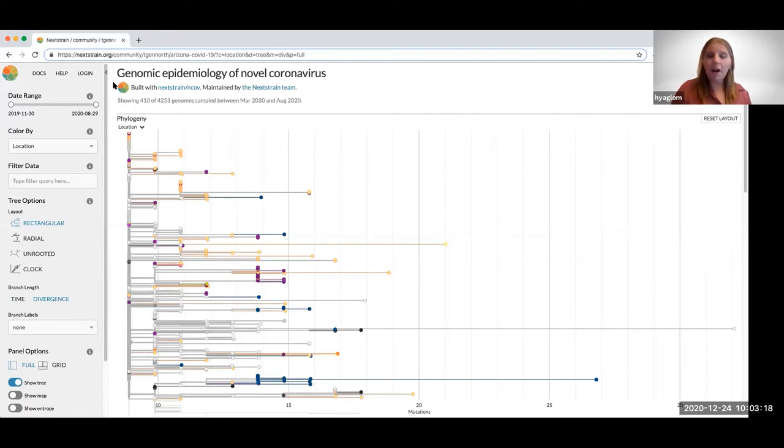In this view, in contrast to the time view, the x-axis indicates the number of mutations by which individual sequences differ from each other. I will point out that Arizona sequences are related to others from Washington, California, New York, and Louisiana.